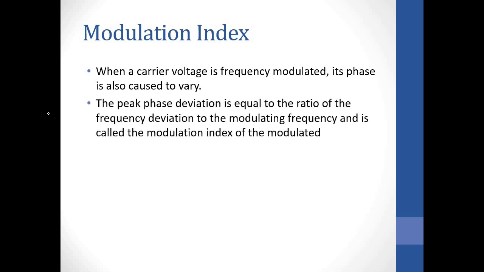So the peak phase deviation is equal to the ratio of the... Now we're talking about frequency deviation, and now I want to talk about the phase deviation. The peak phase deviation is equal to the ratio of the frequency deviation to the modulating signal frequency, and it is called the modulation index. So it is given by FD, frequency deviation, over the modulating signal frequency. This will give us the phase deviation. The phase deviation is actually the changes in phase of that signal.